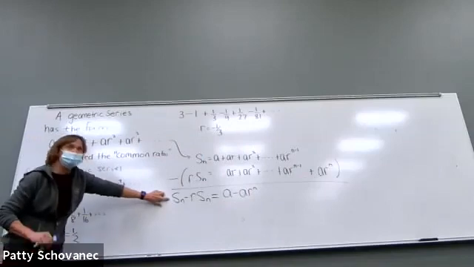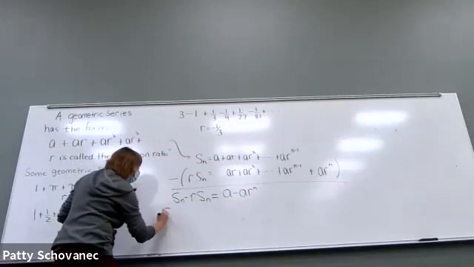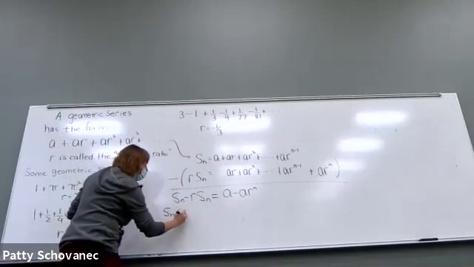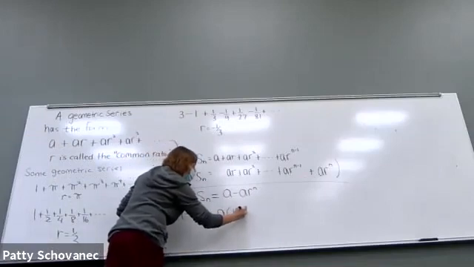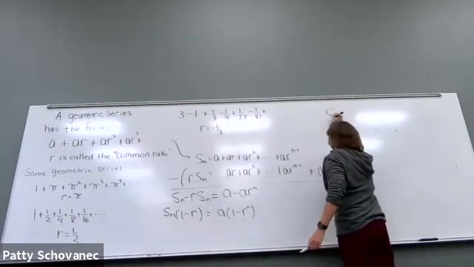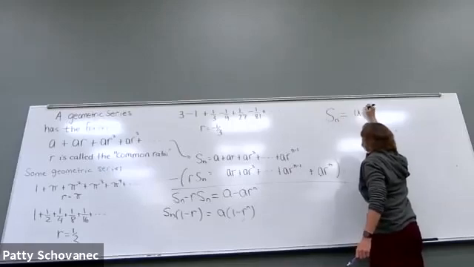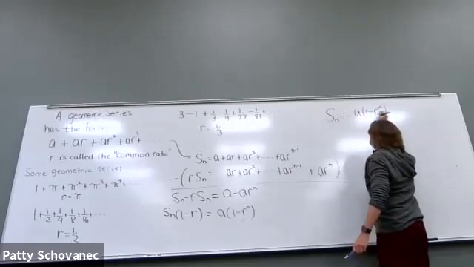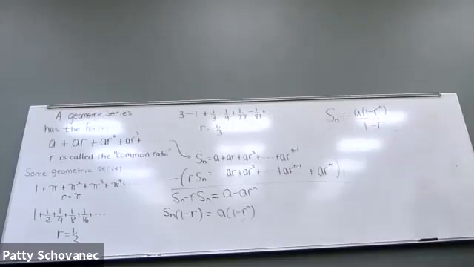I'm going to factor out Sn because that's what I'm trying to find, a formula for the nth partial sum. If I factor out the Sn, I'm going to have a 1 minus R right here. I'm going to factor out the A there, and I'm going to have 1 minus R to the N. And so I get my formula for the nth partial sum of any geometric series to be A times 1 minus R to the N all over 1 minus R. That's the sum of the first n terms in any geometric series.